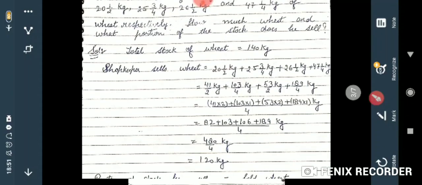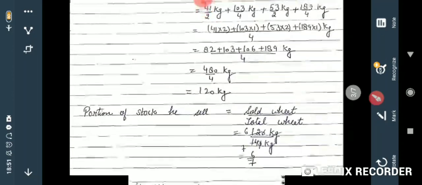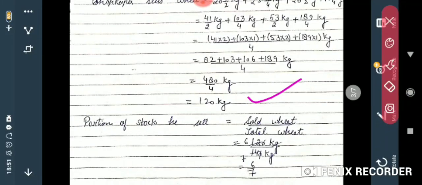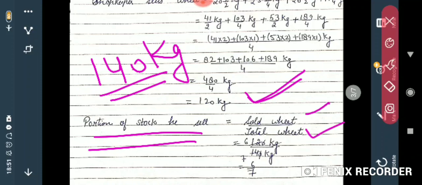So how much wheat did the shopkeeper sell? The shopkeeper sold 120 kg of wheat. Out of how much? Out of 140 kg, the shopkeeper sold 120 kg of wheat. So what is the portion of stock he sold? What do you have to find? The portion of wheat he sold. So sold wheat upon total wheat.